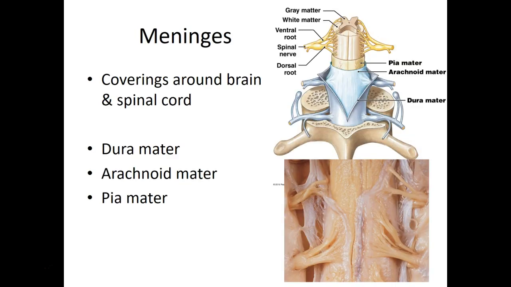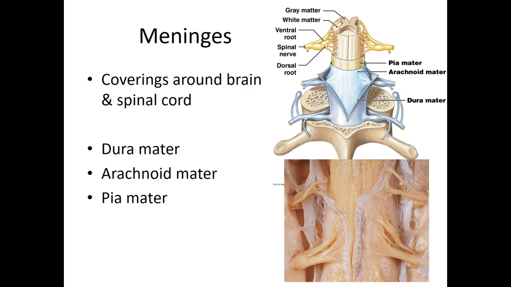All right. So the covering for the actual spinal cord, there are 3 different layers. All of these together are called meninges. This covering also extends to the brain. So the brain also has these 3 coverings that are called meninges.